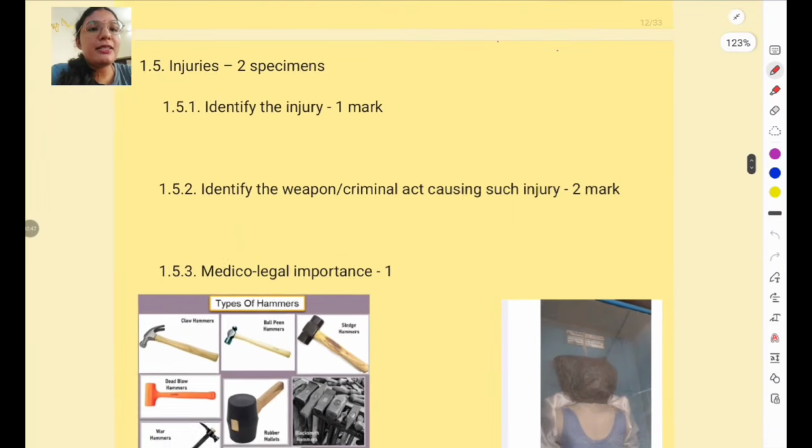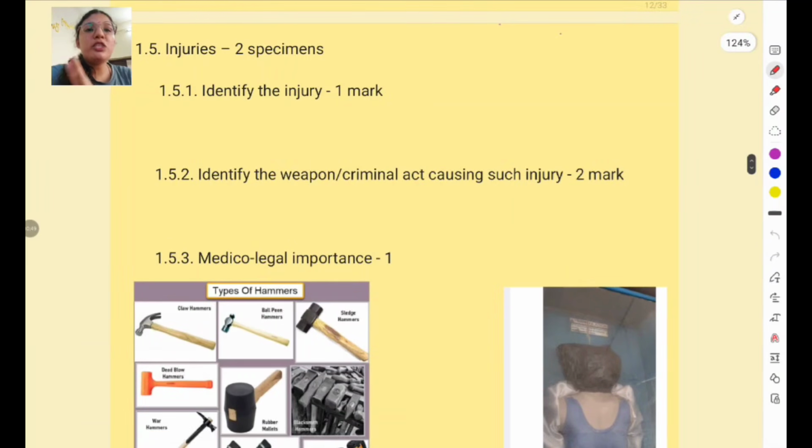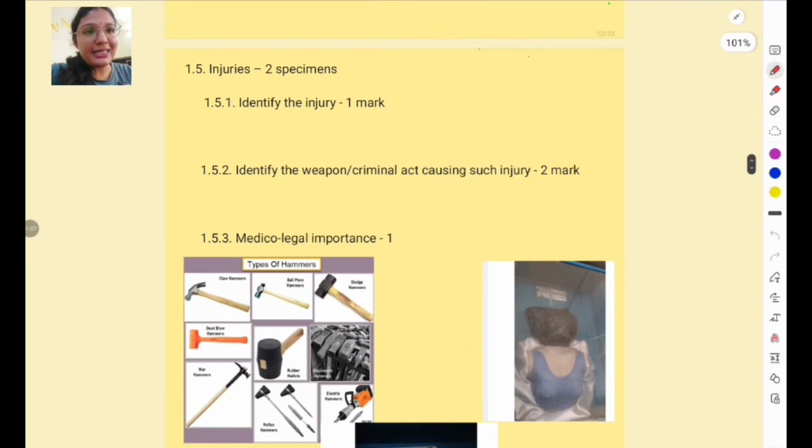Next comes the injury portion. There will be 2 specimens. First, if an injury comes, then you have to identify the injury. If any weapon comes, you have to identify that particular weapon, along with the criminal act causing that particular injury. And the next portion is the medico-legal aspect. So these are the 3 main headings coming from the injury portion, for a total of 4 marks.